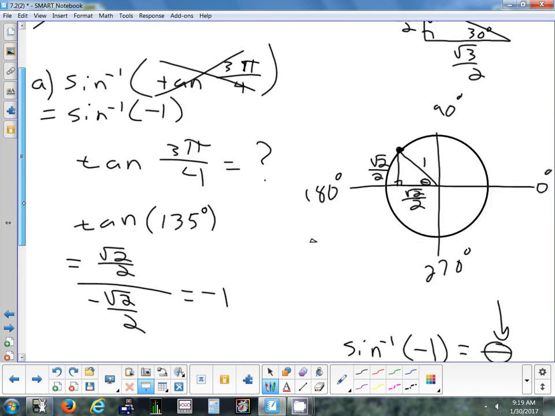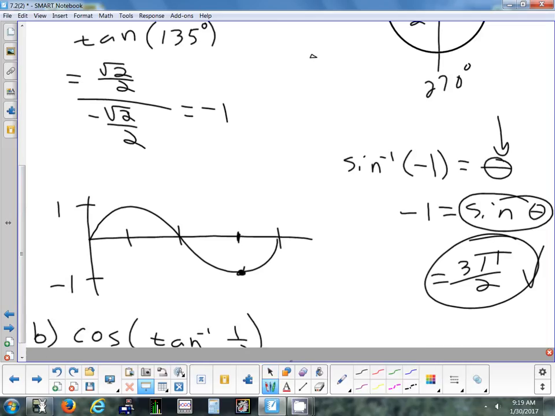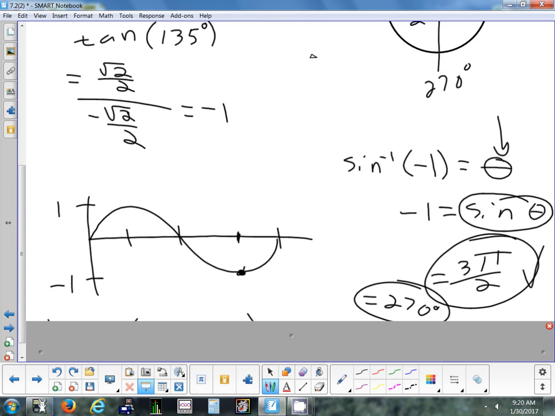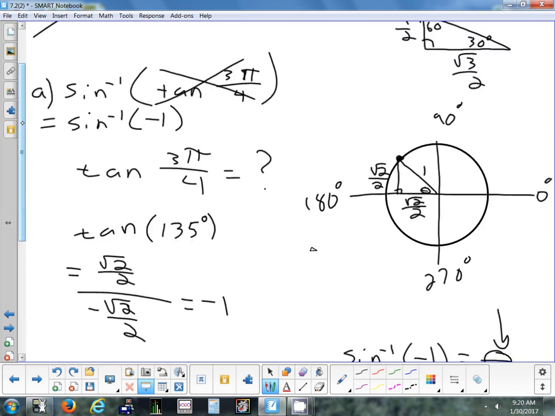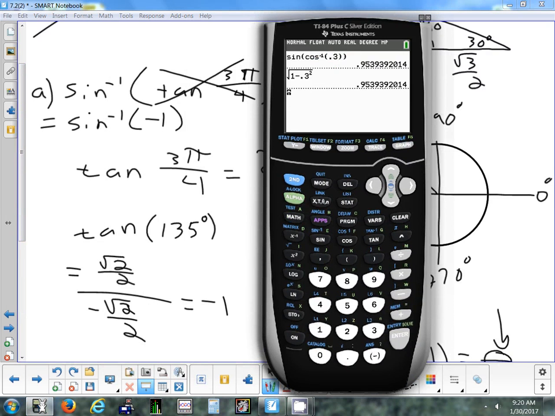So let's check our answer and see if we get 3 pi over 2 radians, or that's 270 degrees. Let me type it in. So let me type in inverse sine, second, inverse sine of tangent of 135. Since I'm in degrees here, I'm going to use degrees from here. And we should get 270 if we did everything right, which is the same as -90. So, yeah.